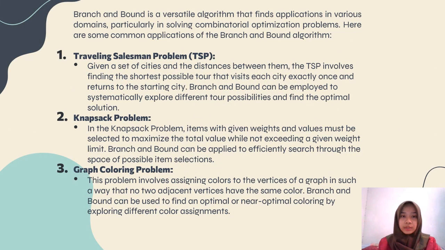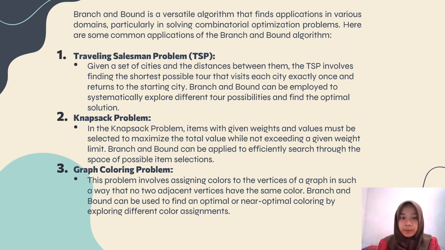Branch and bound is a versatile algorithm that finds applications in various domains, particularly in solving combinatorial optimization problems. Here are some common applications of the branch and bound algorithm. First is the traveling salesman problem, or TSP. Given a set of cities and the distance between them, the TSP involves finding the shortest possible tour that visits each city exactly once and returns to the starting city. Branch and bound can be employed to systematically explore different tour possibilities and find the optimal solutions.